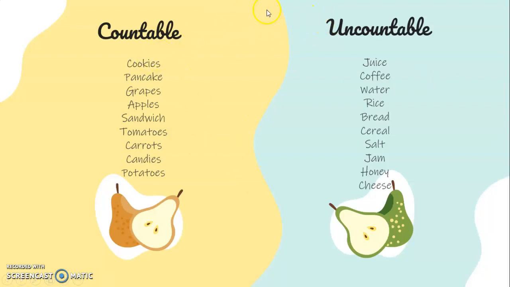Here we have a list of countable nouns. For example, we have cookies, pancake, grapes, apples, sandwich, tomatoes, carrots, candies, potatoes. For example, you can say, I have an apple, I have two apples, I have many candies, I want a lot of carrots, and so on.